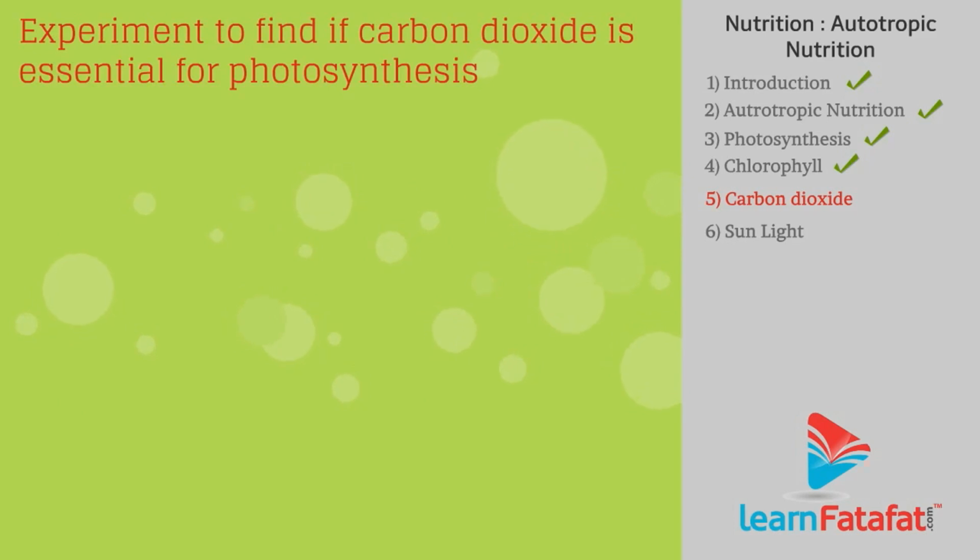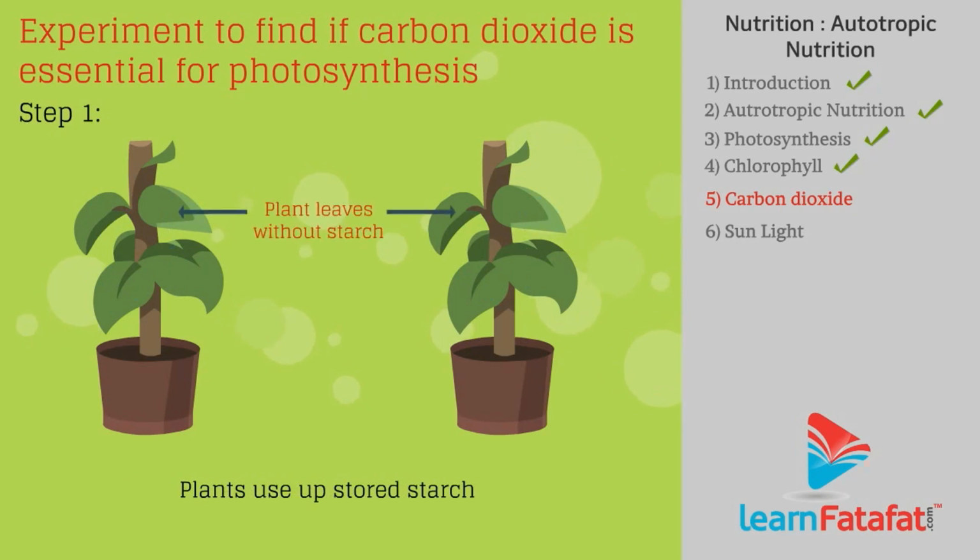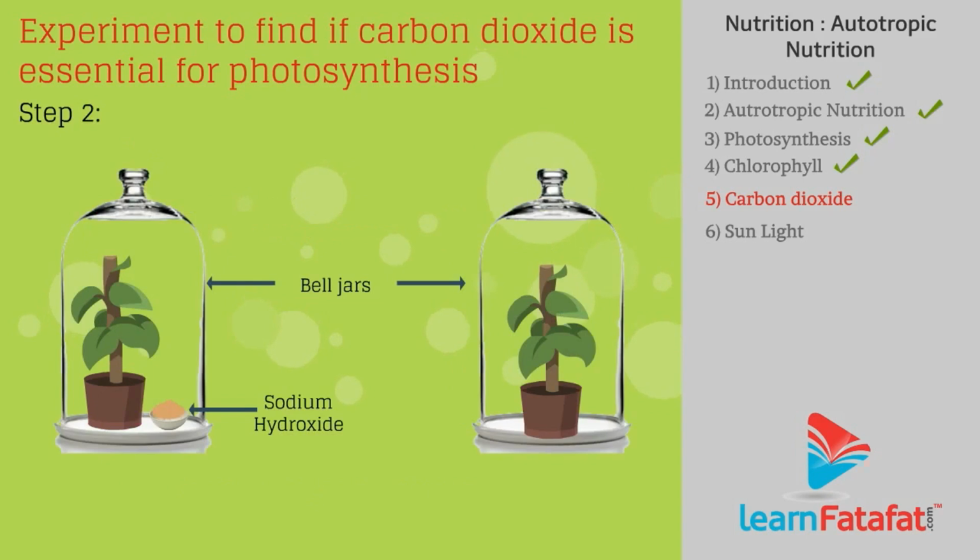Experiment to find if carbon dioxide is essential for photosynthesis. Take 2 healthy potted plants of the same height and place them in a dark room for 3 days. In 3 days, the plants use up their reserved starch. Place each plant on a glass plate and place a watch glass containing sodium hydroxide near one plant.